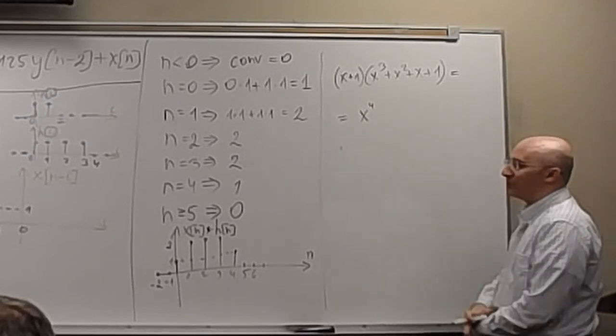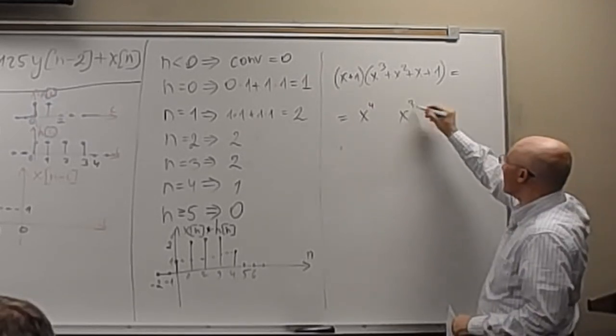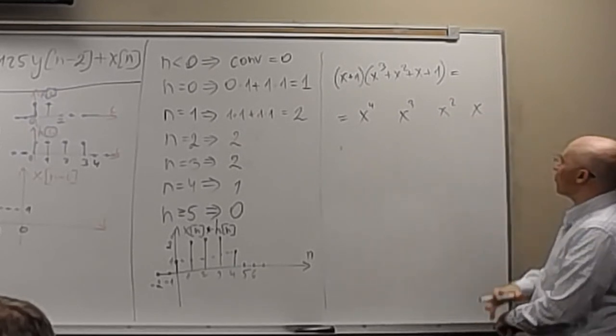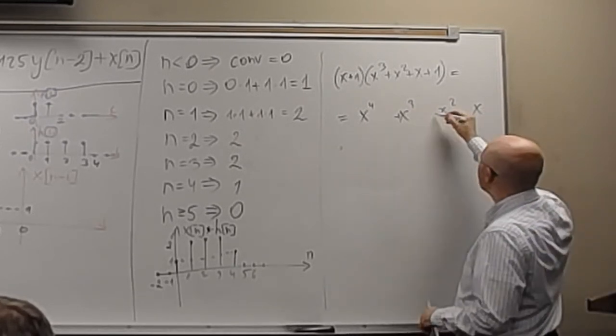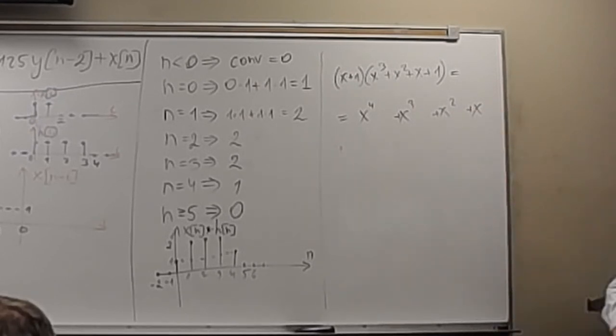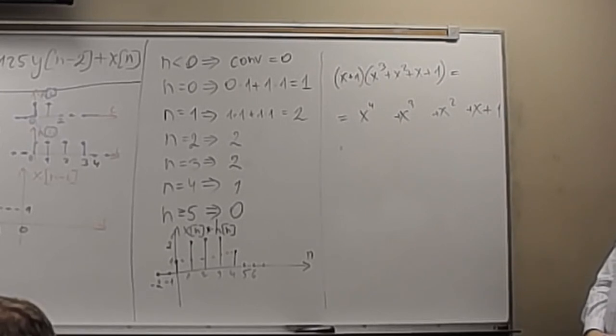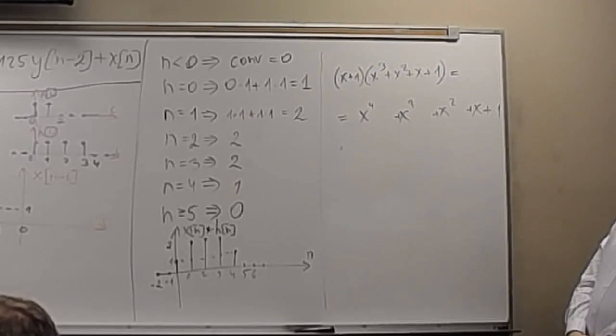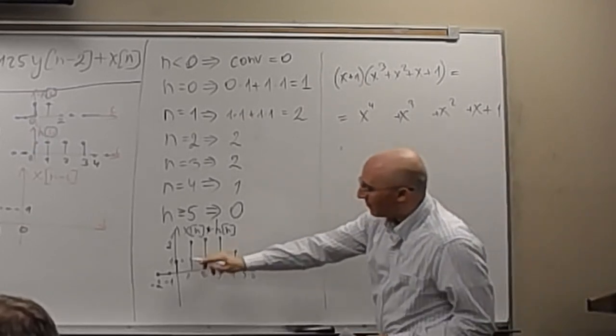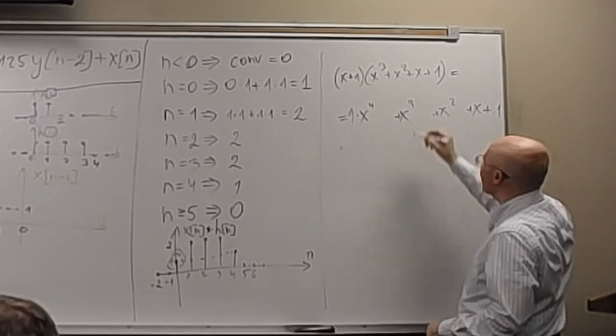Obviously, it should start with x to the power of 4, right? Then you have x3, x2, x1, and some constant. Something is missing. Plus 1, yes. What else? There are going to be coefficients, not exponents. So what are the coefficients? Here it's 1, and here it's 2.